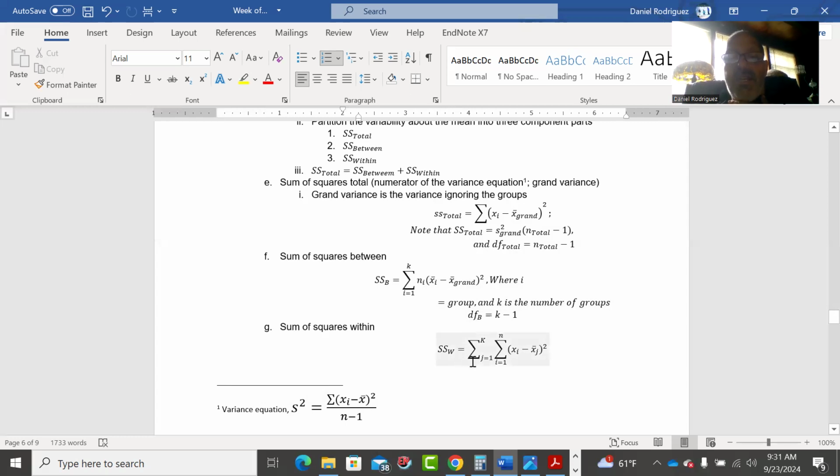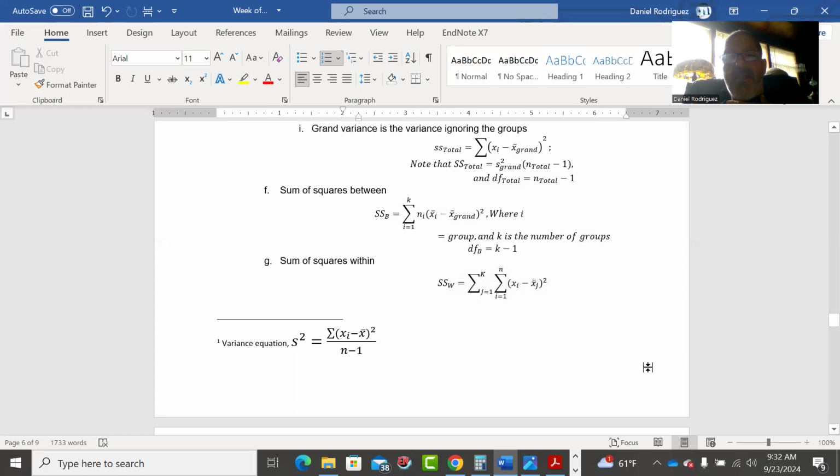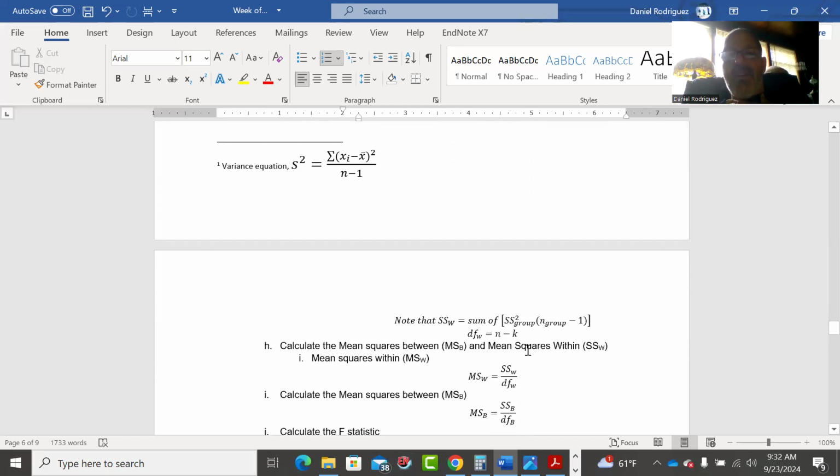So we do this for each of the 3 groups. Again, k is equal to 3 if we have 3 groups. So for each group, we're going to calculate the difference between each individual score and the group mean. The degrees of freedom here is the difference between n, the total sample size, and the number of groups. So it's n minus k.